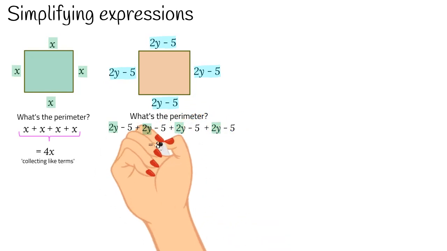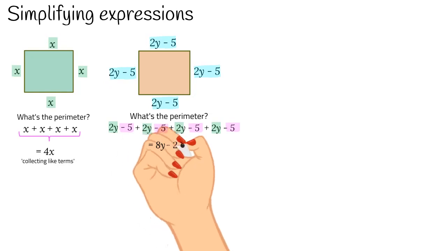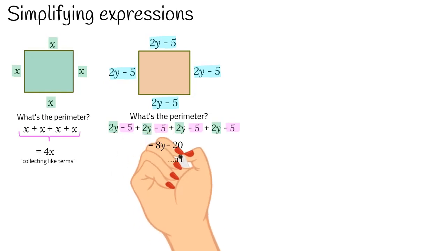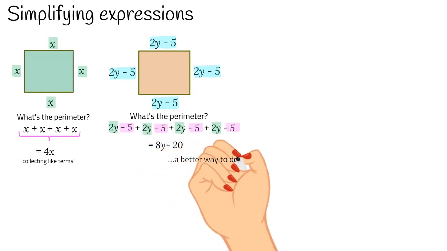2y plus 2y plus 2y plus 2y is 8y. And now we can look at our constants. And we have minus 5, minus 5, minus 5, minus 5, which is minus 20. So that's all well and good, but there is a better way to do it.